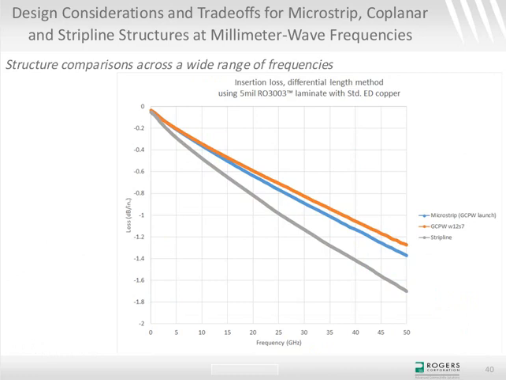Here are some comparisons of the three different structures: Microstrip, grounded coplanar waveguide, and Stripline, all using the same material. The material is 5 mil RO3003 laminate with the standard ED copper. And the most lossy structure in this case is the Stripline. It is a balanced Stripline structure. The grounded coplanar waveguide is considered moderately coupled, and that's a conductor of 12 mils wide, space of 7.